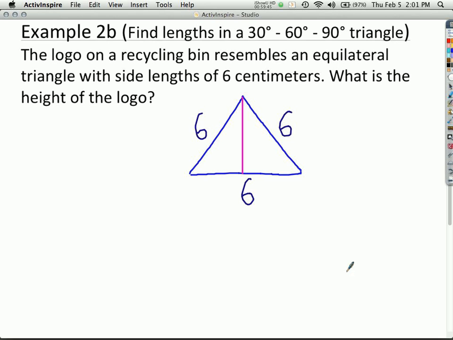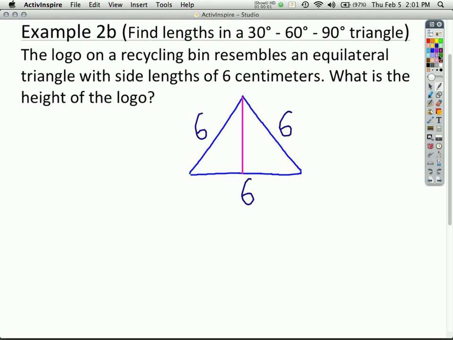Able to figure it out? Give me a thumbs up if you already figured it out. Wow, a lot of you figured it out. Stephanie, what did you get? 3 radical 3. Dianara, what did you get? 3 radical 3. Kamoy? Oh, you guys all figured it out. How'd you do that? Stephanie, how'd you do it?